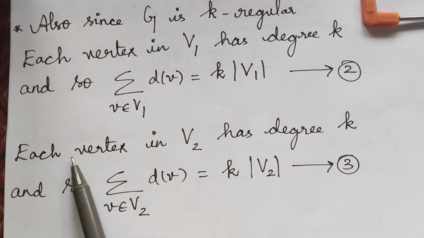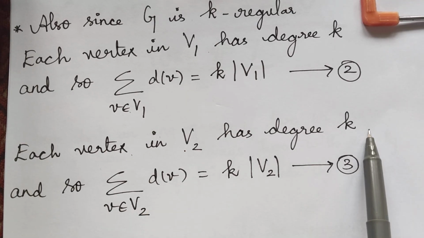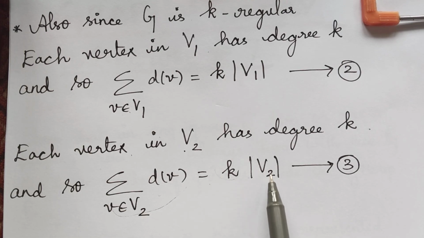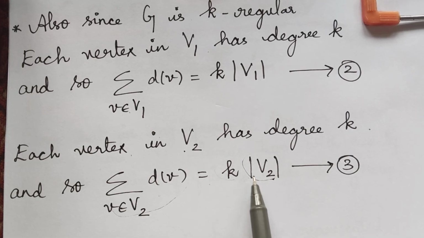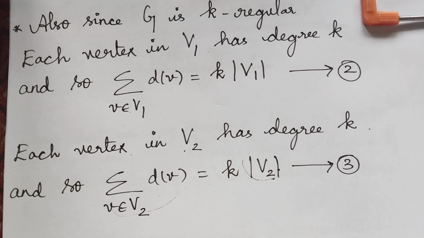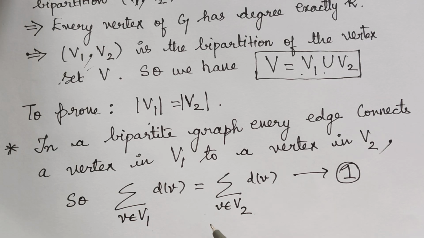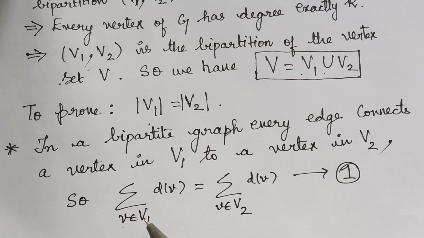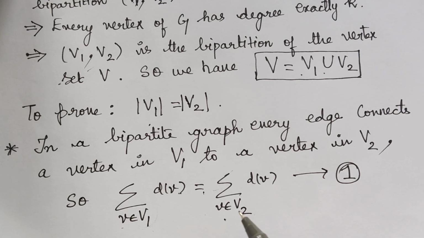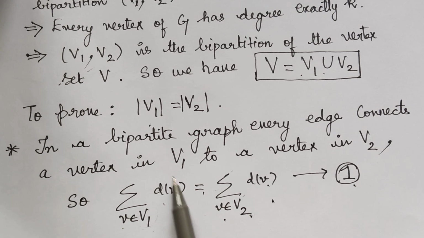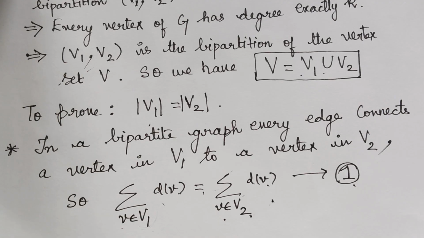In the same way, all the vertices in V2 will have degree k, and when we sum up all those vertices, it will be equal to k into the number of vertices in the set V2, that is k into modulus of V2. Now we will compare 1, 2 and 3. So from 1 we know that the summation over v in V1 of d(v) is equal to the summation over v in V2 of d(v). So these two are equal. We know this. So using this and substituting 2 here and 3 here, what we will get?